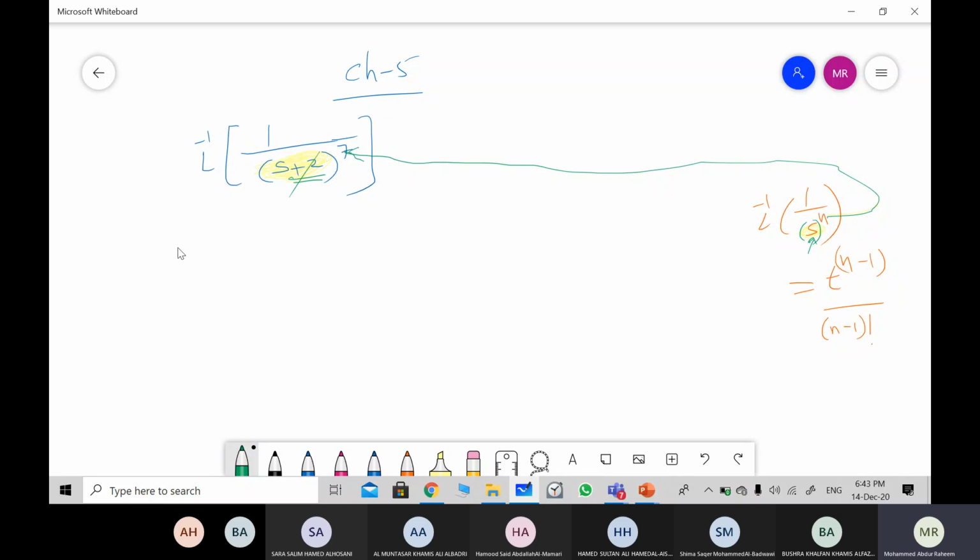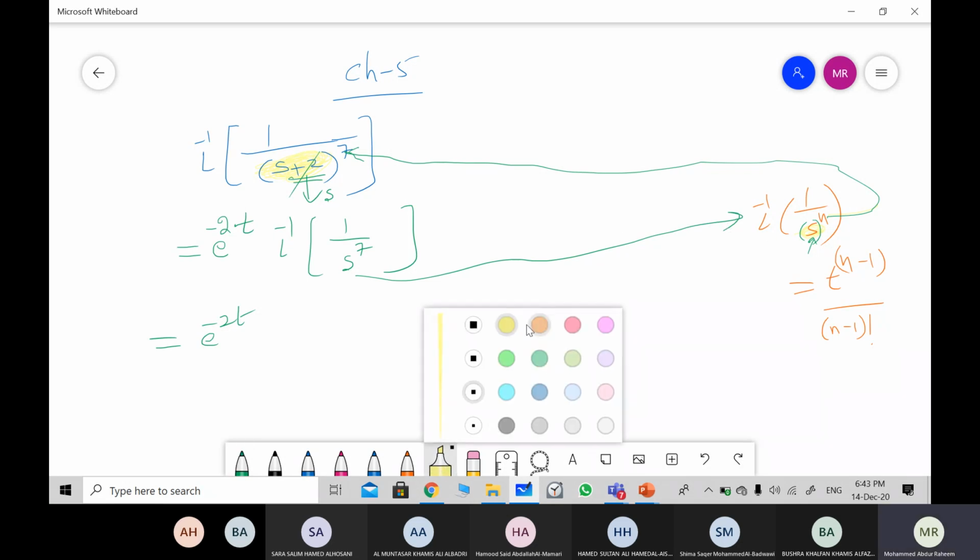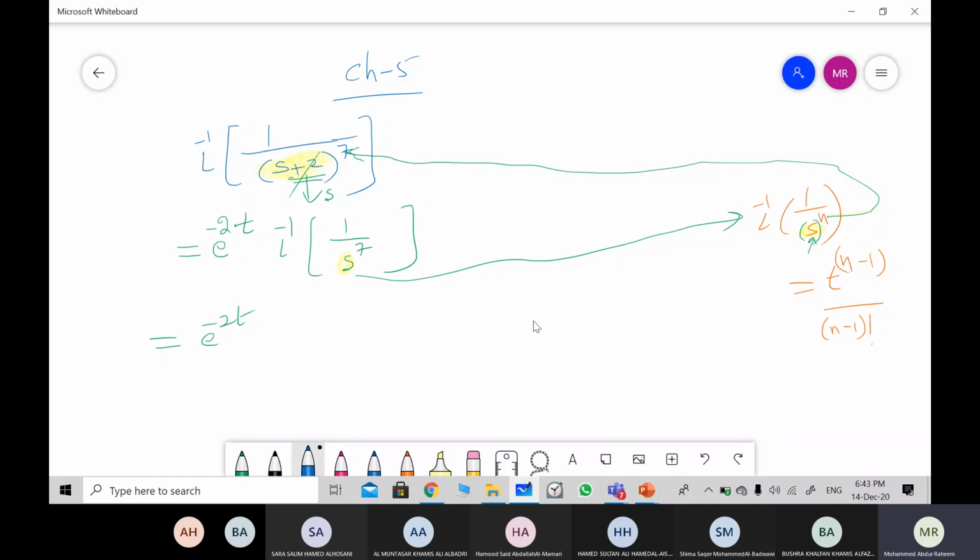So we want to cancel, that means we need to apply the rule e power. This plus 2 will become minus 2 multiply t lazim. Then L inverse, this will become S, S power 7 like this. Now this is okay with this. Here S. Here S. Here also S. Now I can apply this rule here, yes, for this.